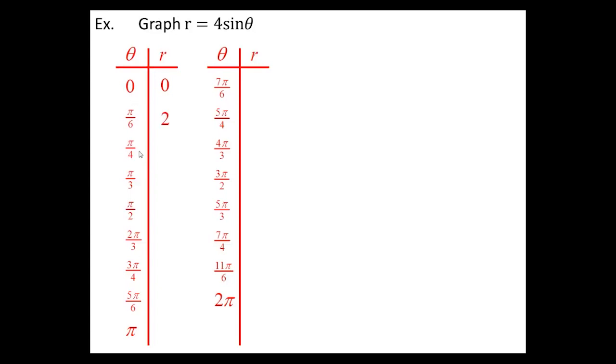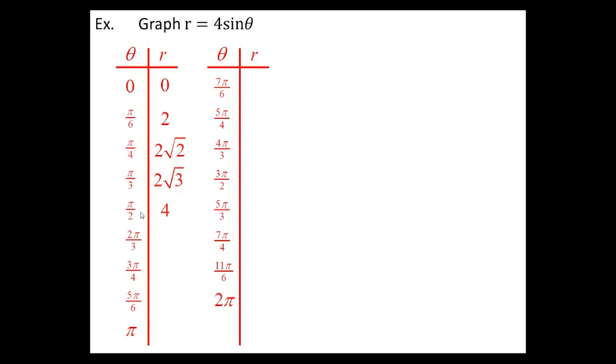Sine of pi over 4 is root 2 over 2. So I would get 4 times root 2 over 2, which is just 2 root 2. Pi over 3, I get root 3 over 2. So that would end up being 2 root 3 when I multiply it times 4. And then sine of pi over 2 is 1, so I just get 4.